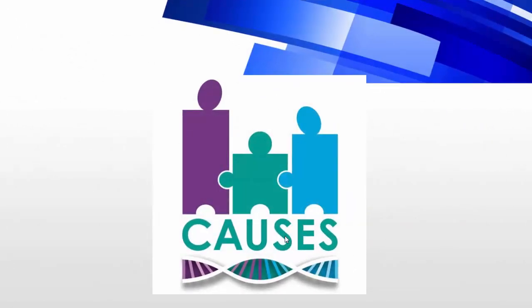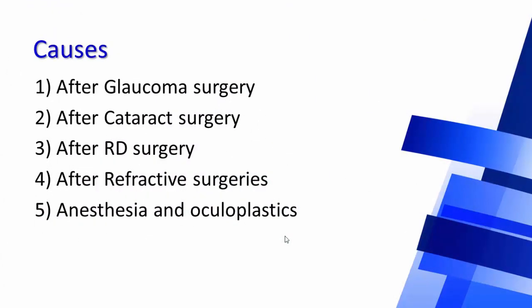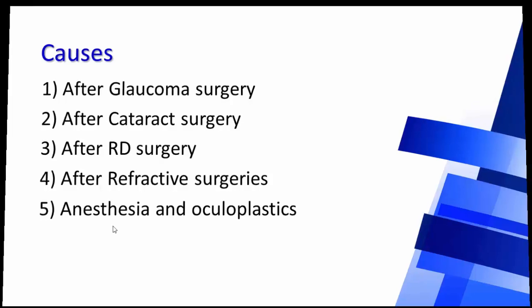Causes of surgically induced glaucoma. What are the types of surgery which can be complicated by a secondary rise of the intraocular pressure? Different ocular surgeries can be associated with a rise of the intraocular pressure, like after glaucoma surgery, after cataract surgery, which is called pseudophakic glaucoma, after retinal detachment surgery, after refractive surgeries, and lastly after anesthesia and oculoplastics. Here anesthesia is ocular anesthesia, not systemic anesthesia.